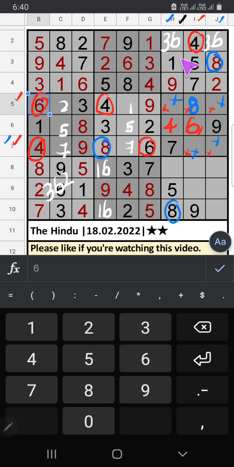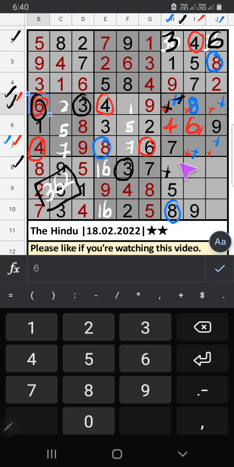Column H, 3 numbers are remaining: 3, 6, 2. 8th row we have 3, so 3 can't come in this cell. 5th row we have 3, so 3 can't come in this cell, then 3 is confirmed here. Then 2nd row only 1 number is remaining, 6 is confirmed here. Then only 2 numbers are remaining, 2 and 6. 5th row we have 6, so 6 can't come in this cell, 6 is confirmed here, then 2 is here.